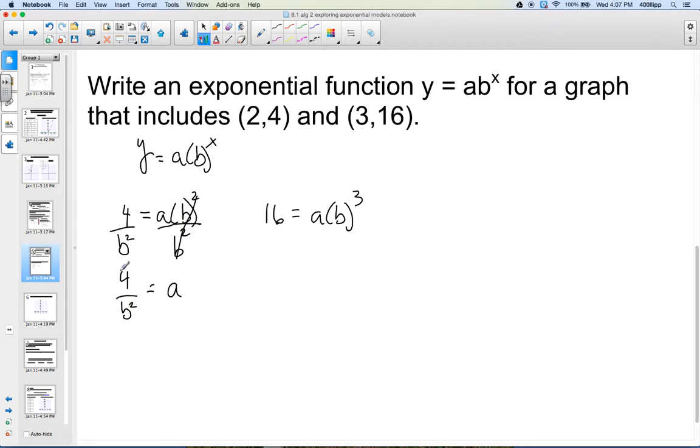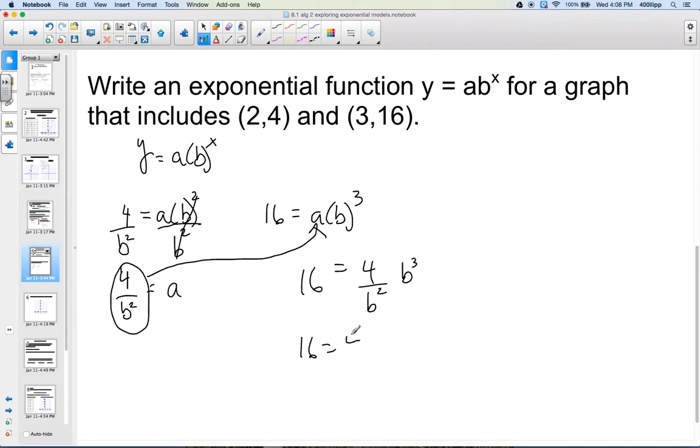Then, since a is equal to 4 over b squared, I'm going to take that and plug it into my other equation. So that will leave me with 16 is equal to 4 over b squared times b cubed, which is the same as writing 4b cubed over b squared.